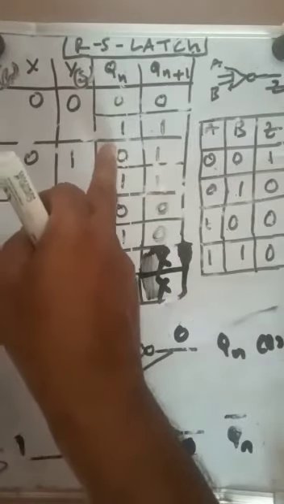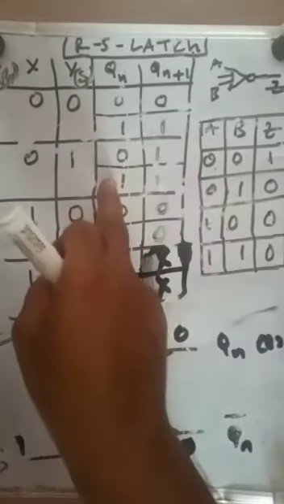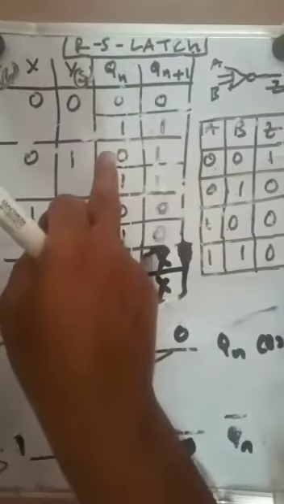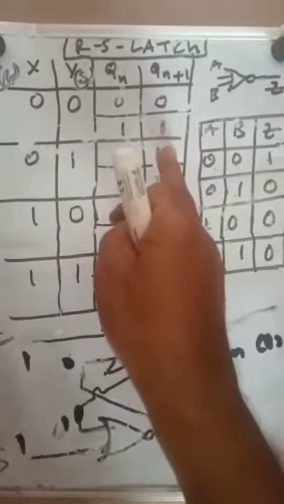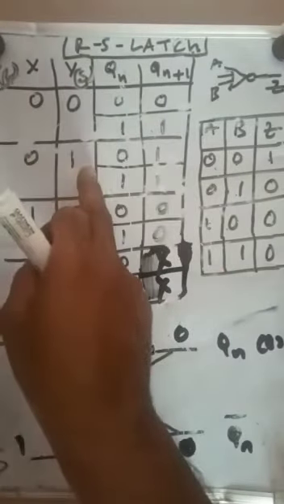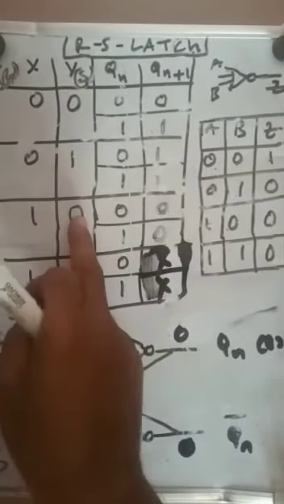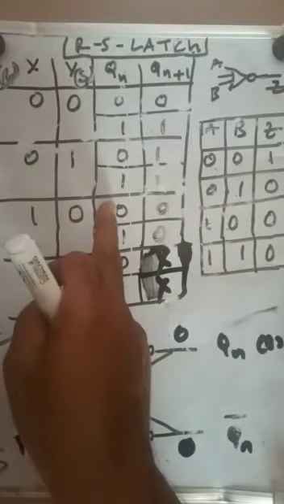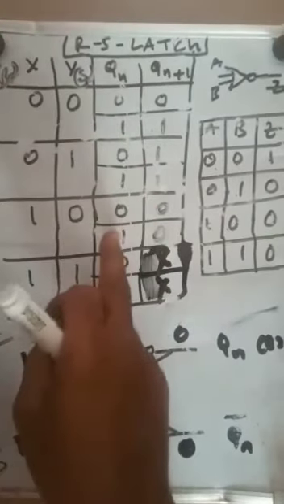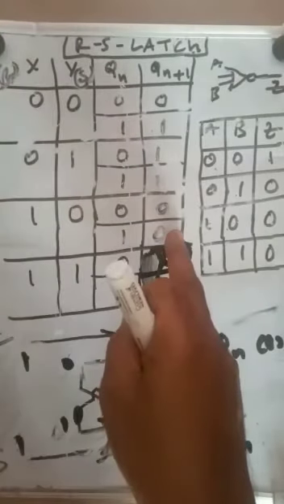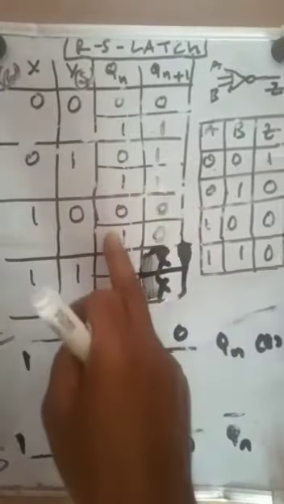Coming to this 0 and 1, if the present state is equal to 0, next state becomes 1. If the present state is equal to 1, next state becomes 1. This is what is called the set state. This is the memory state, this is the set state. Next, coming to this 1 0, if the inputs are 1 0, if the present state is equal to 0, next state is equal to 0. If the present state is equal to 1, next state is equal to 0. That means this becomes reset to 0. This is what is called the reset state.